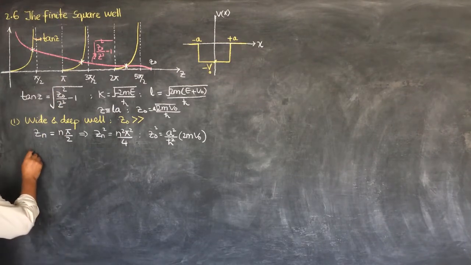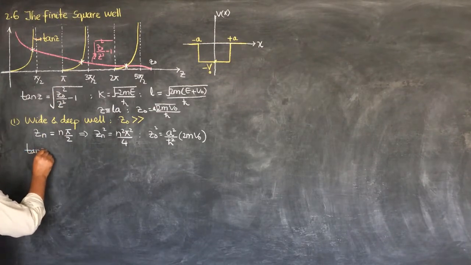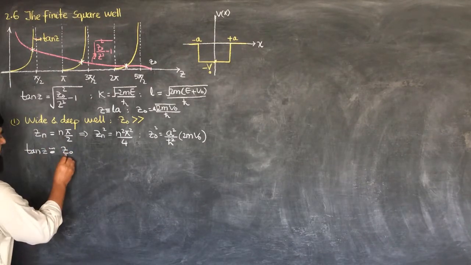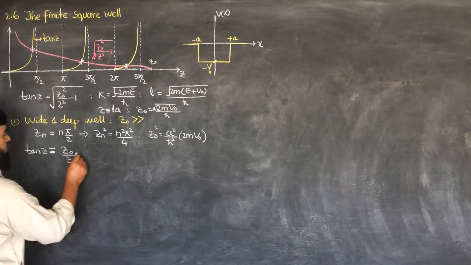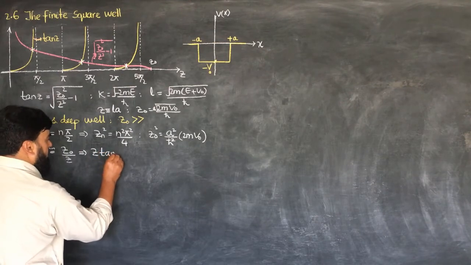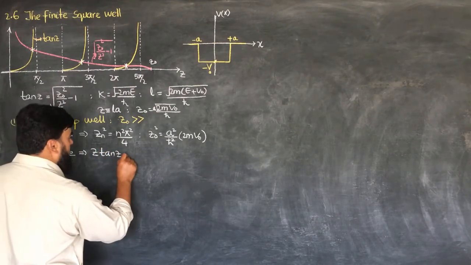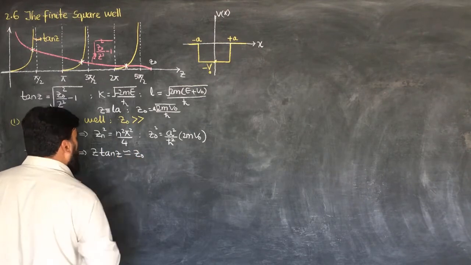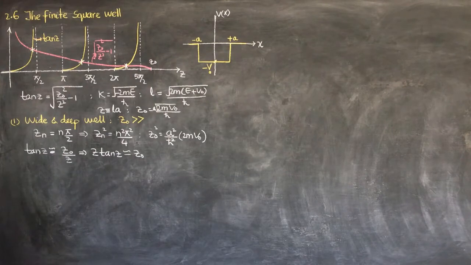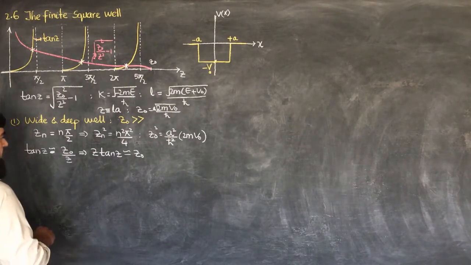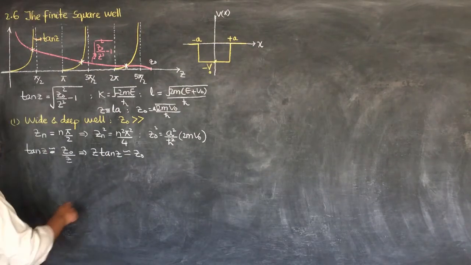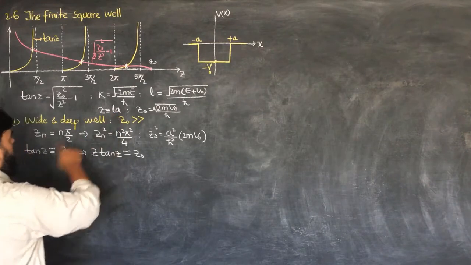So I can write the tangent z is equal to z naught, approximately equal to z naught over z, and I can write that z tangent z is equal to z naught approximately. And this will make our calculation easier. As I know the tangent z and z is equal to LA.